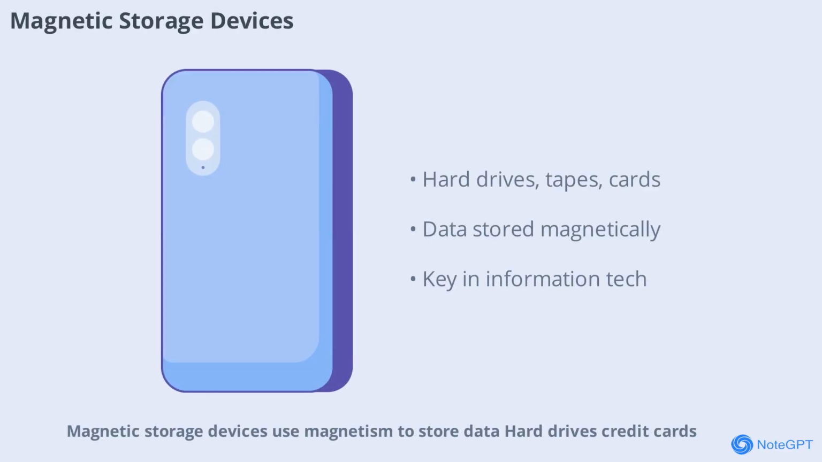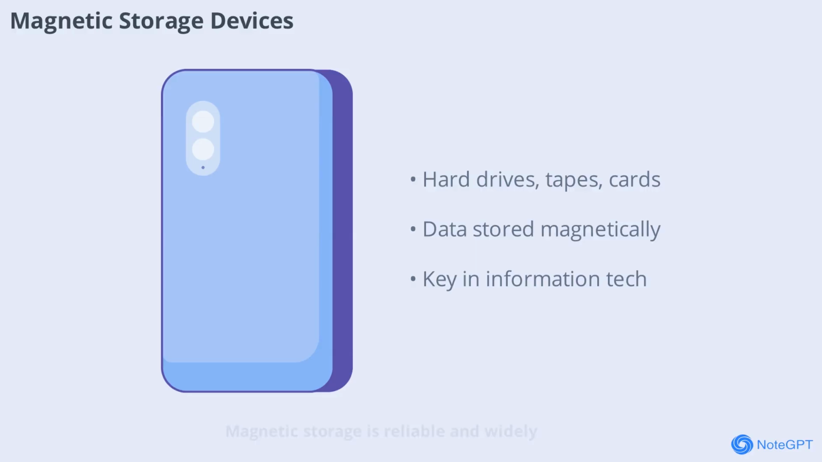Magnetic storage devices use magnetism to store data. Hard drives, credit cards, and magnetic tapes all rely on this principle. Data is written and read by changing the magnetic orientation of tiny particles. Magnetic storage is reliable and widely used in computers and other electronic devices. Understanding how these devices work helps us appreciate the role of magnetism in information technology.